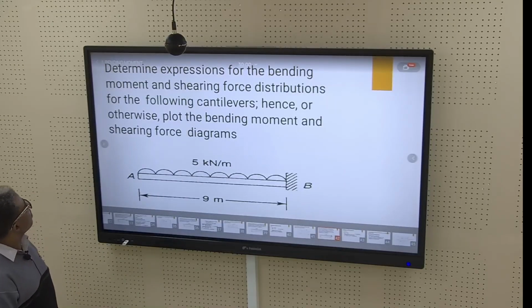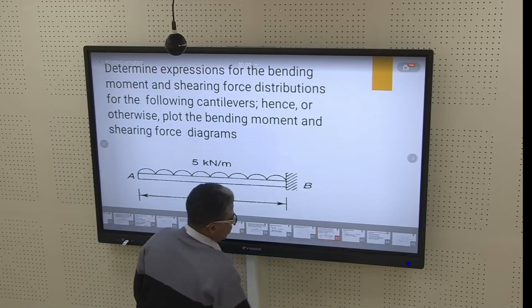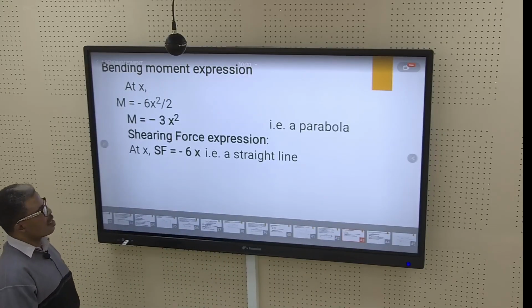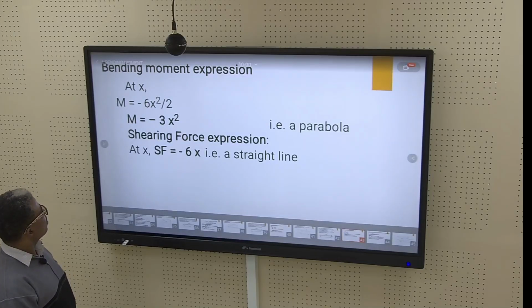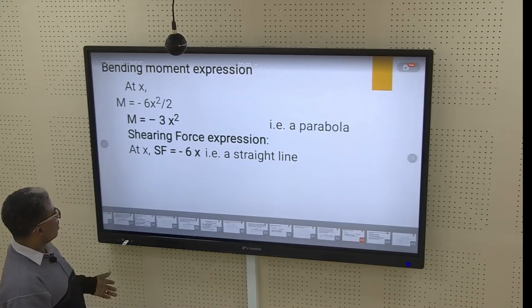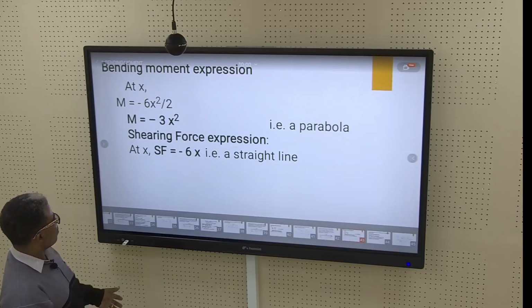Another example that does the same. Now it's 5, we had 6. Let's see how this one looks. Again, here is 6x squared over 2, which becomes the bending moment 3x squared, which is a parabola we know, because we have this expression here. So the shearing expression here becomes negative 6x. It is a straight line.